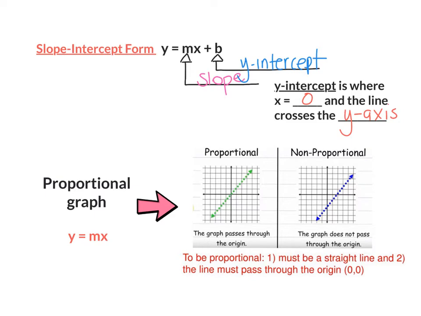Now in a proportional graph, it's written as y equals mx. That's because the y-intercept is 0 and we don't write plus 0. To be proportional, 1, it must be a straight line, and 2, the line must pass through the origin.